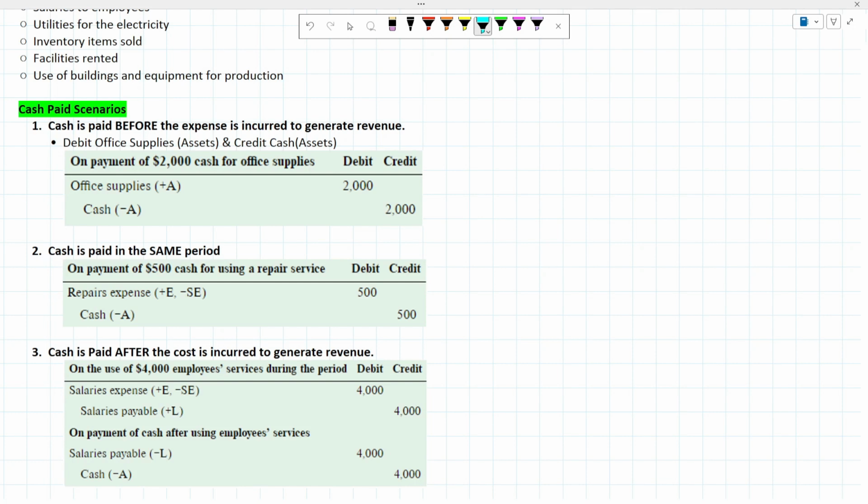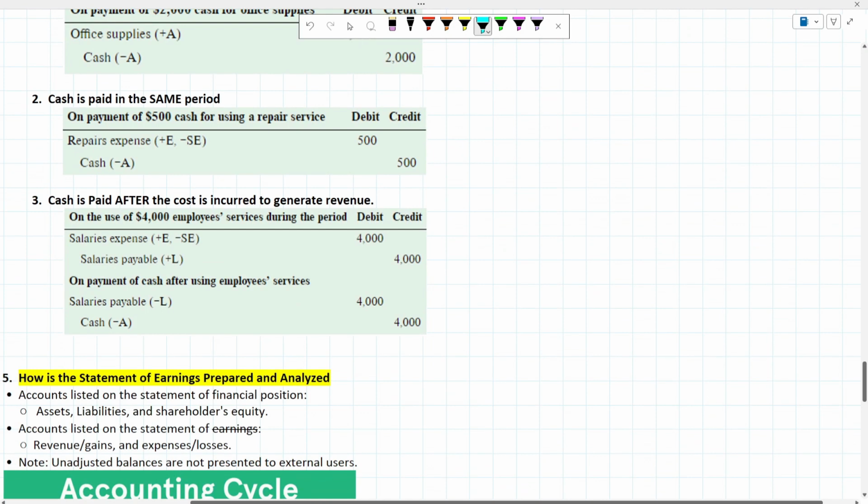3, cash is paid after the cost is incurred to generate revenue. So in this example, on the use of $4,000 of employees' services during the period, salaries expense, so our expenses are going up by 4,000 since we're paying salaries, and our salaries payable, our liabilities, go up. On payment of cash after using employee services, debit salaries payable 4,000, so we're taking off a liability, and crediting cash since we're using cash to pay off those salaries.